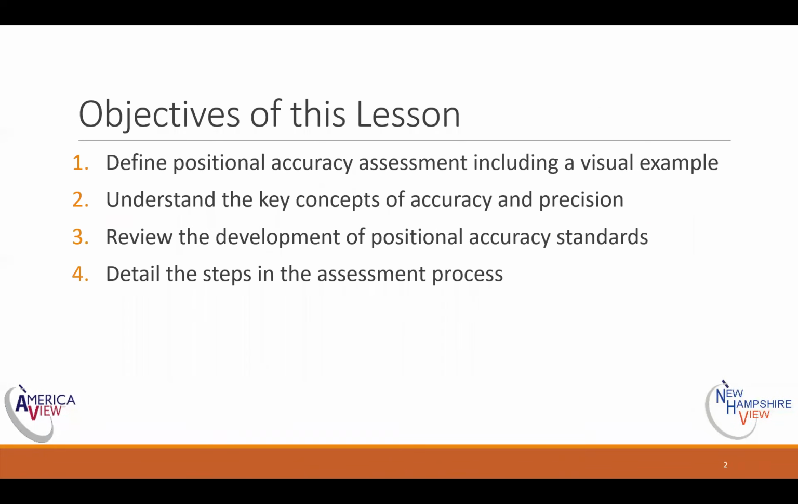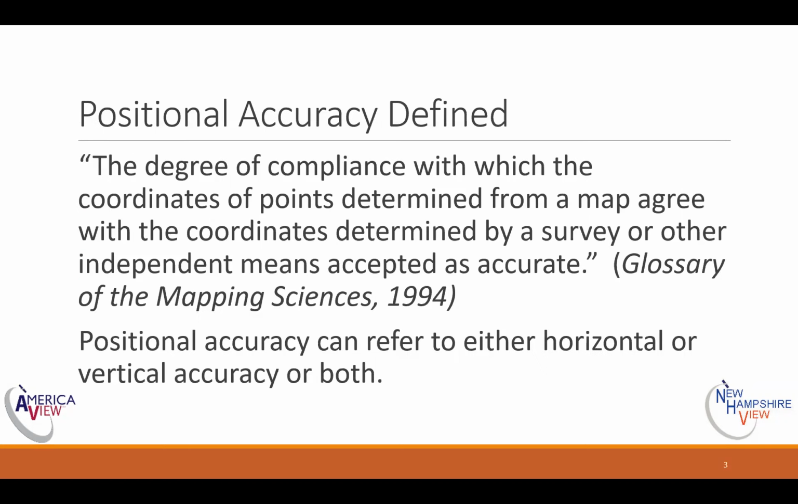So the objectives of this lesson are fourfold. One, we're going to make sure we can define positional accuracy assessment, including a little visual example so we all understand what we're talking about. Second, we're going to look at some of the key concepts of accuracy versus precision. Then we're going to review the development of positional accuracy standards, very, very important. And then we're going to detail the steps in the assessment process.